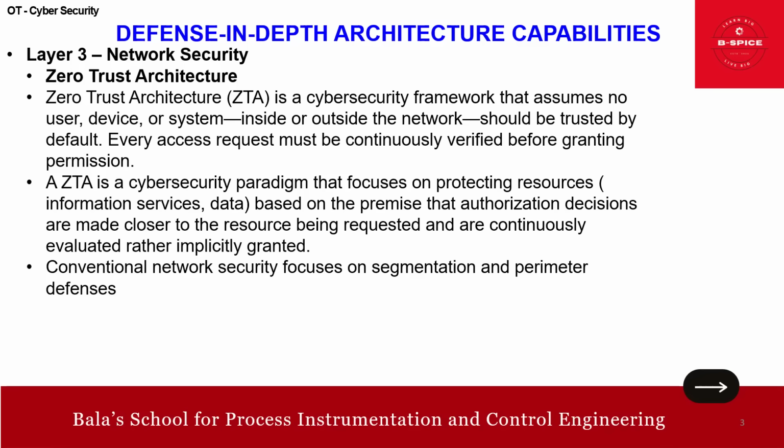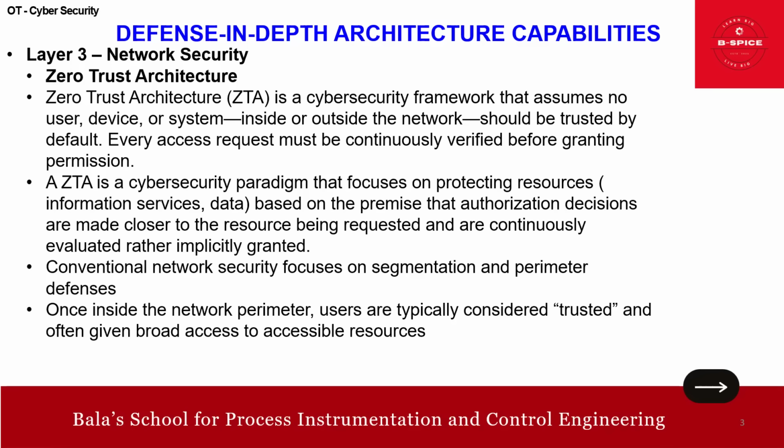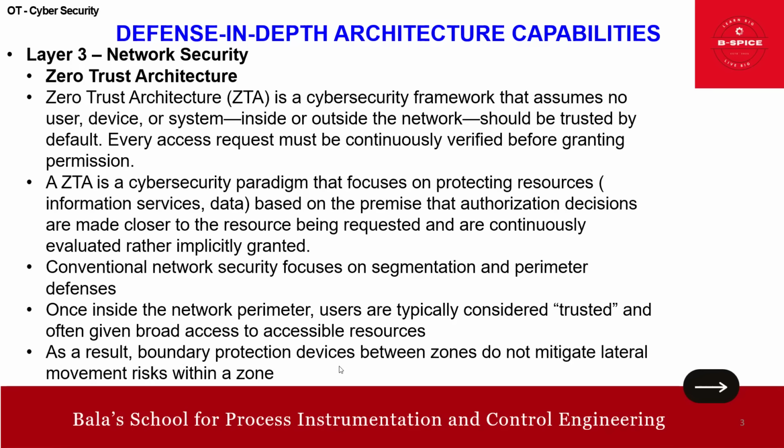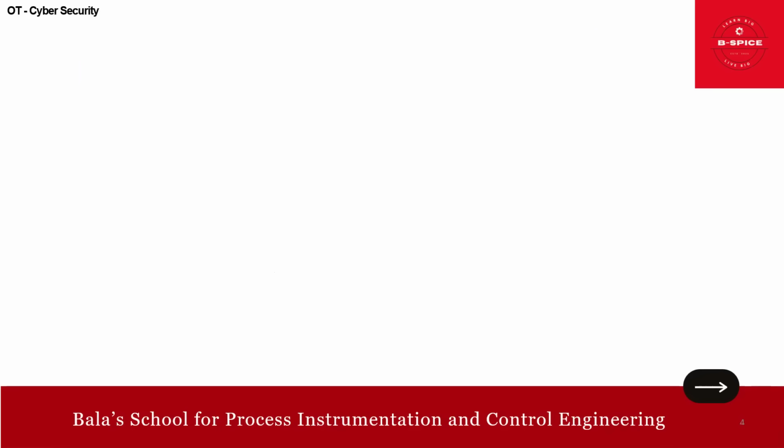Conventional network security focuses on segmentation and perimeter defenses, as you know. So once inside the perimeter, users are typically considered trusted and often given broad access to accessible resources, isn't it? That's not the way; it should not be done that way. As a result, boundary protection devices between zones do not mitigate lateral movements within the zone. That's the point. This is all about the zero trust architecture.